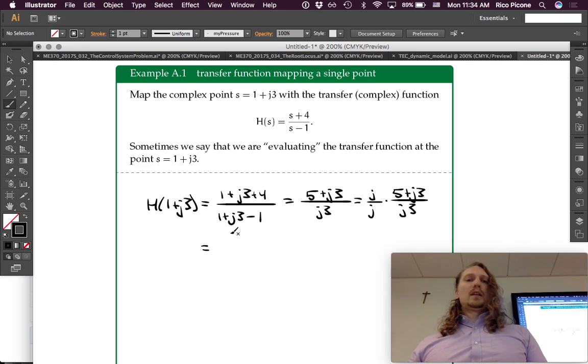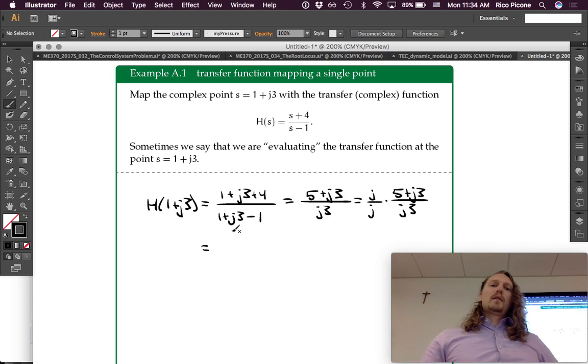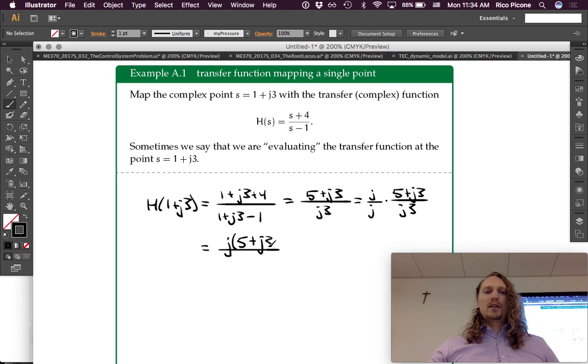So what does the real number come out to be? The denominator is -3, and so for the numerator we'll do another step. You guys want me to do another step? I'll do another step. Okay. So it's going to be j times 5 plus j3, divided by -3, because j times j is -1.